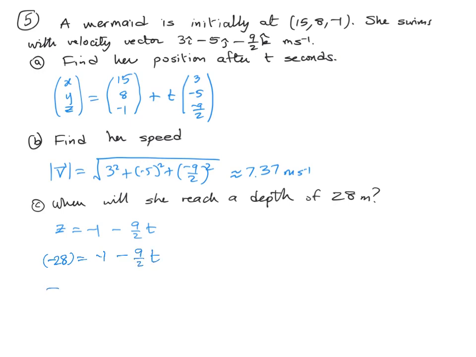Add 1 to both sides, so negative 27 equals -9 halves t. And when I multiply both sides by -2/9, the 9 and the 27 partially cancel, and you multiply by 2, so you end up with 6 equals t. So after 6, and the units were seconds. And that's the end of that example, and that's the end of the lesson.